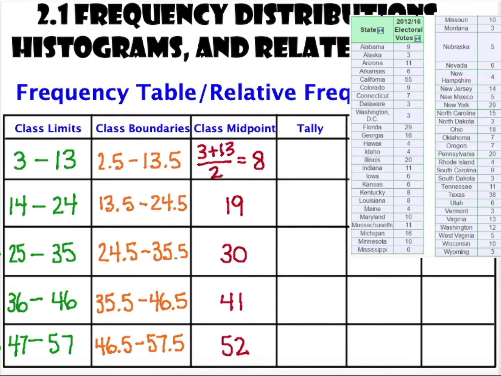For the tally column, I'm finally going back to this raw data, and I'm going to put each state into its class. And so what I'm going to do is I'll start with Alabama. It's got 9. So I will put a tally in the class that contains Alabama. Alaska has 3. So I'll put a tally in Alaska. And I'm just going to continue that for each of my states.